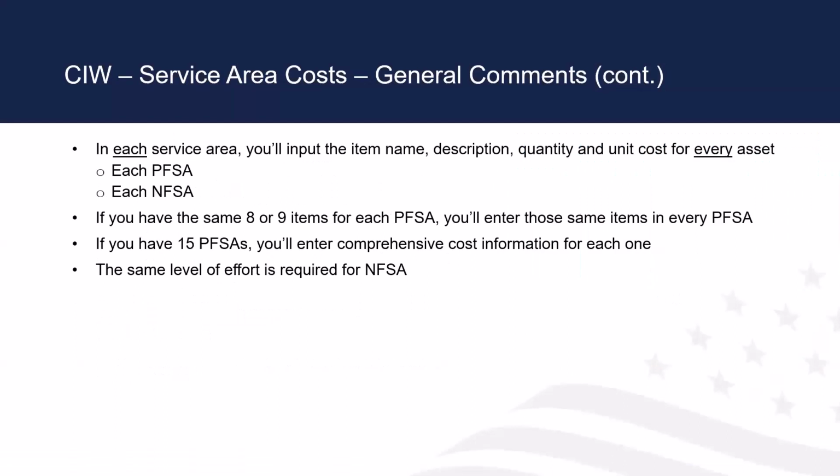Each service area, you'll input the item name, description, quantity, and unit cost for every asset. That's for every proposed funded service area and every non-funded service area. Be consistent. Again, if you have the same 8 or 9 items for each PFSA, you'll enter those same items in every PFSA. You'll name them the same. If you have, here we say 15 PFSAs, you'll have to enter comprehensive cost information for each one. You put the same level of effort into the proposed areas as the non-funded service areas. Next.